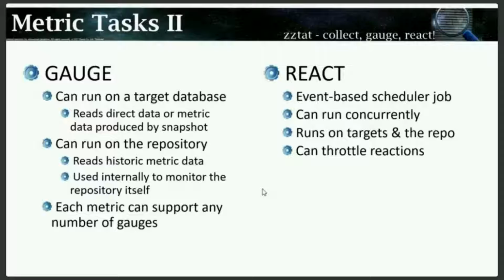Then the fourth musketeer is the React process. This guy is slightly different in that we want it to be able to be executed concurrently, so that we can fire the same reaction twice at the same time if we need to. Now, for metrics and gauges, this is not necessary, right? You're not going to run the metric, the session metric, for example, twice at the same time. That's not going to happen.